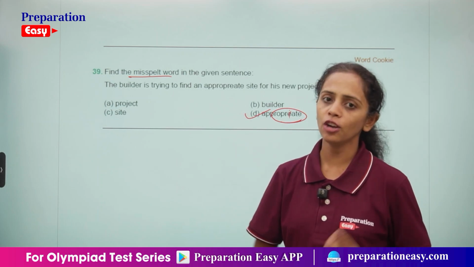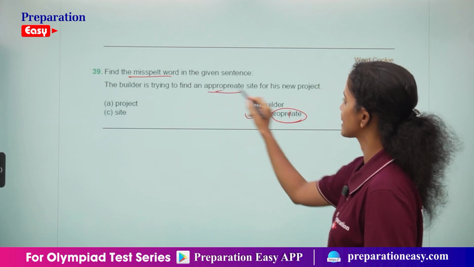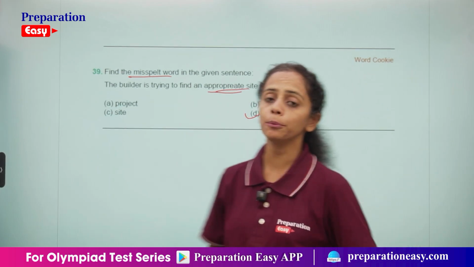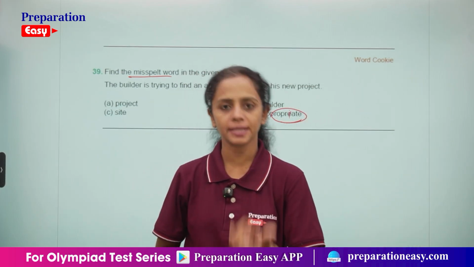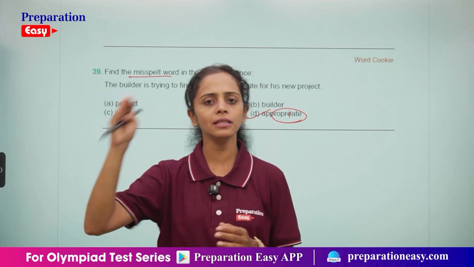Over here the meaning of the sentence is the builder is trying to find an appropriate site for his new project. Appropriate means a proper site, a proper place or a place where he wants to build his project.